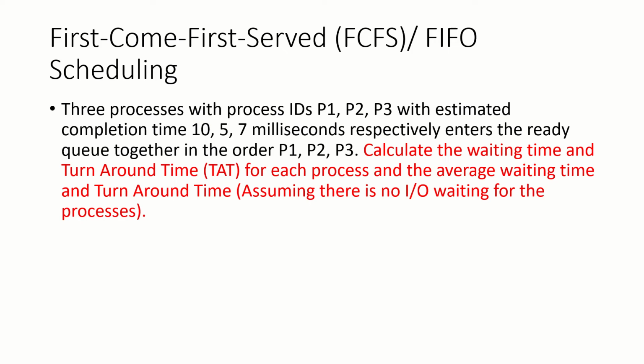Okay, now three processes with process IDs P1, P2, P3, with estimated completion times of 10 milliseconds, 5 milliseconds and 7 milliseconds, enter the ready queue together in the order P1, P2, P3. So P1, P2, P3 enter the ready queue together. P1 takes 10 milliseconds to complete, P2 takes 5 milliseconds, whereas 7 milliseconds is the completion time for the P3 process.